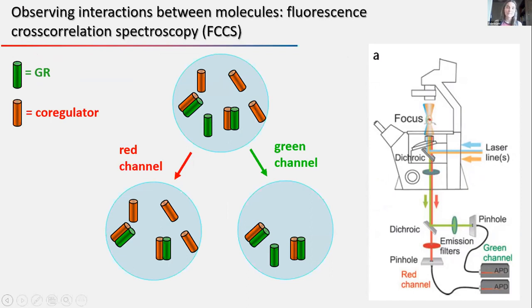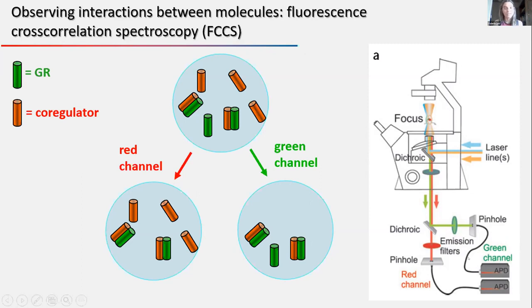The idea is very similar to that of FCS, but in this case, what you are going to get is the following. You have in here, for example, the glucocorticoid receptor bound to a green fluorescent probe. You have in here a co-regulator that is attached to a red fluorescent probe. And what we are going to do is set the microscope to collect simultaneously the green and the red photons in two different detectors. So we are going to get the green and red fluctuations in two different detectors.